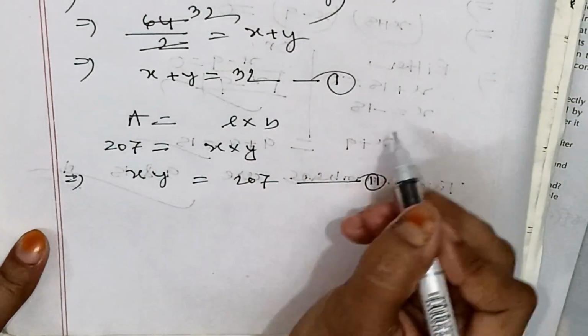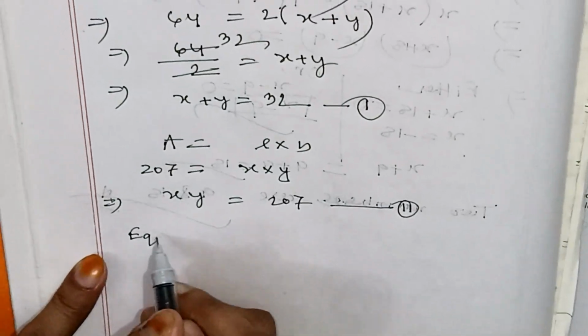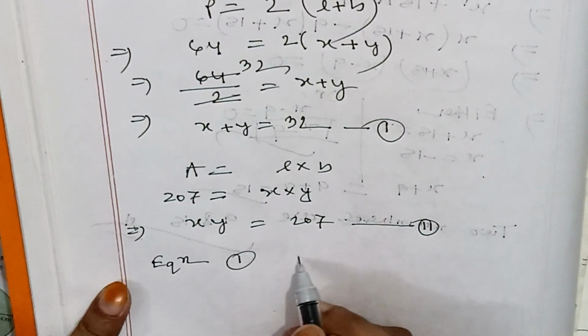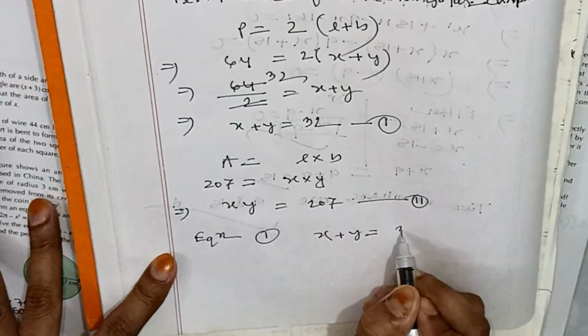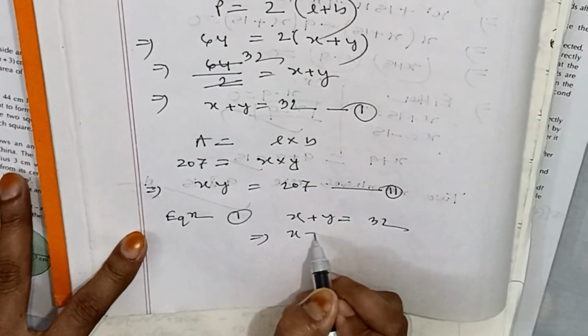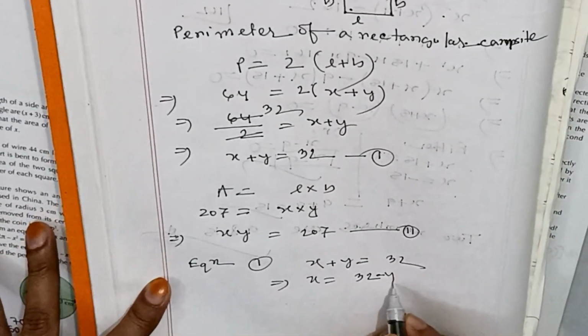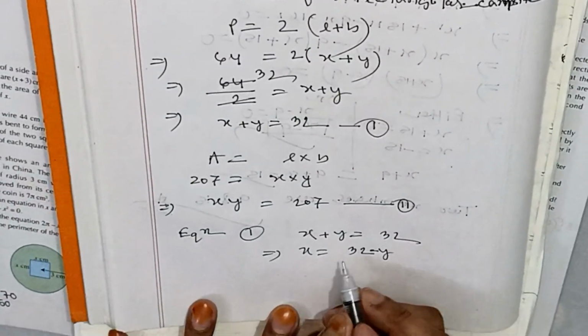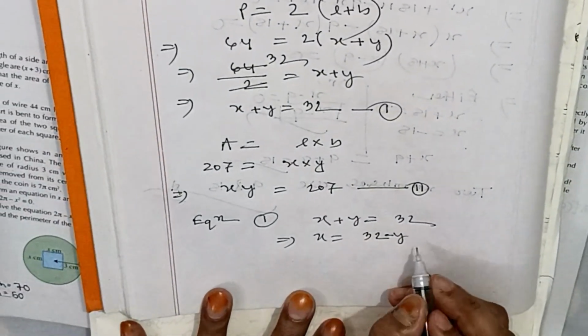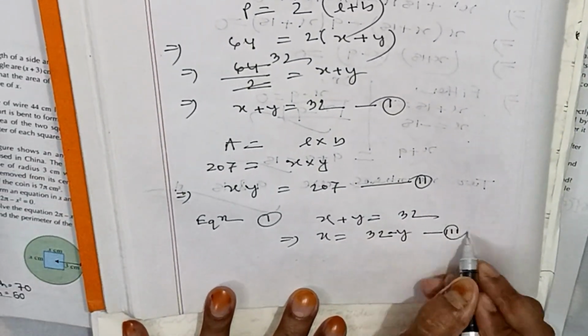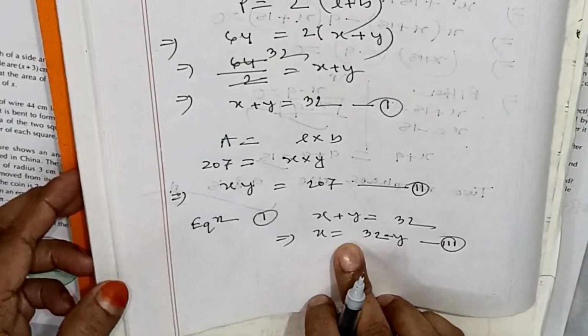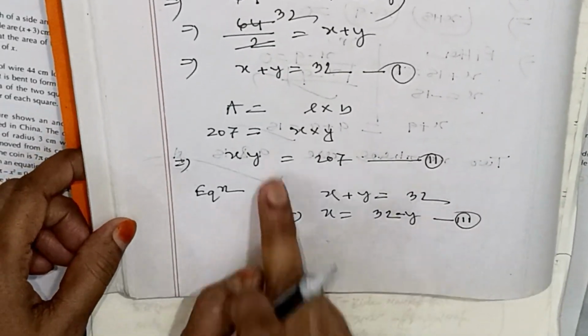So now equation 1, x plus y is equal to 32. So x is equal to 32 minus y, as it changes to the right-hand side as minus y. We substitute here. So this is equation 3. Now x is equal to 32 minus y, put the value in equation 2.